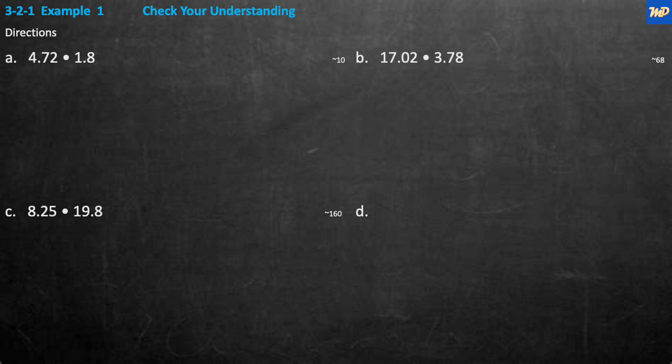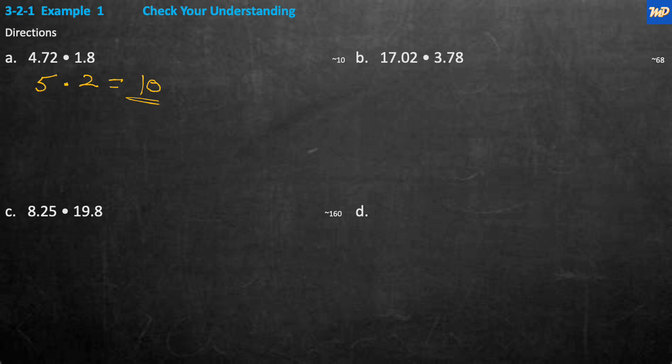A, 4.72 times 1.8. To estimate this, I would round the 1.8 to 2, since 0.8 will round up to a 2. And the 4.7 will round up to a 5. 2 times 5 is 10. And I think you'd find that's a good answer. Let's try B.